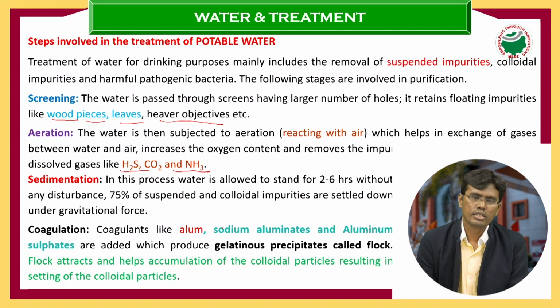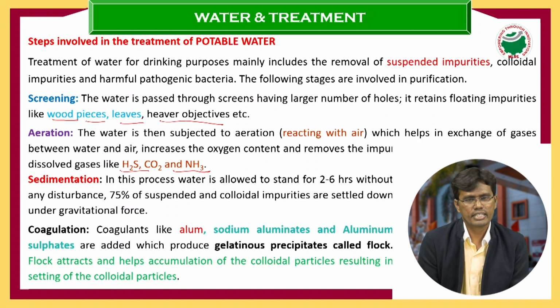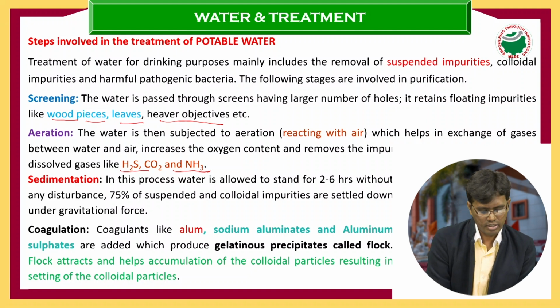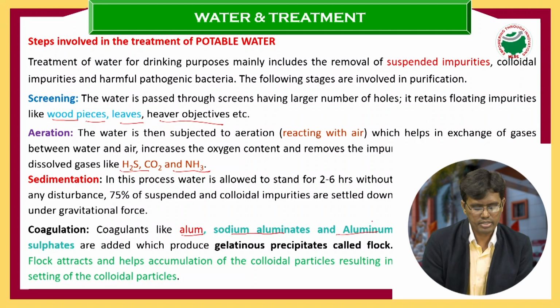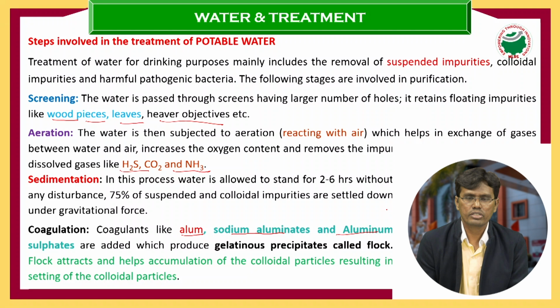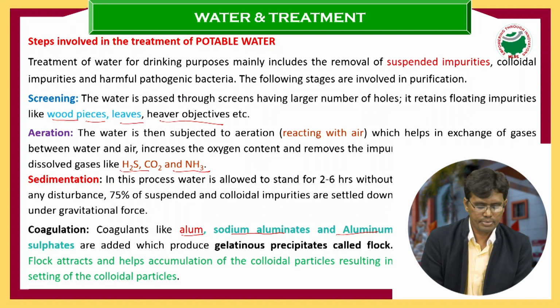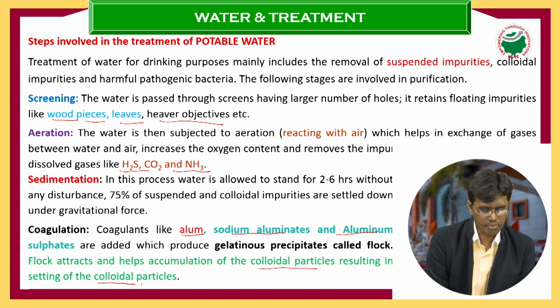Next, coagulation. After sedimentation, if there are still impurities, in the coagulation step we can remove them, including hardness-causing impurities. Coagulants like alum, sodium aluminate and aluminum sulfate are added, which produce gelatinous precipitates called floc. The floc helps accumulate colloidal particles, resulting in settling of the other colloidal particles.